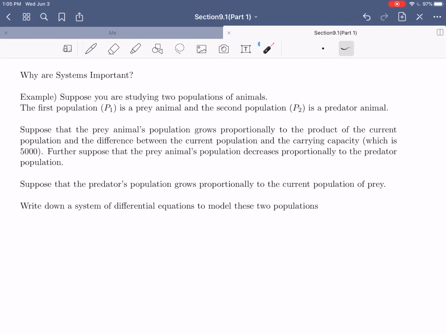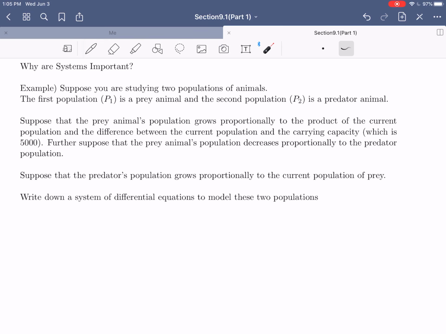And probably the most classic example of this are what are called predator-prey models. So let's take a look at a little example of this. We're going to suppose you're studying two populations of animals. The first population, P1, is a prey animal. And the second population, P2, is a predator animal.